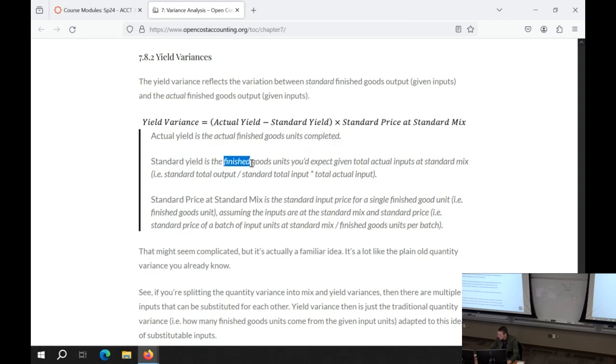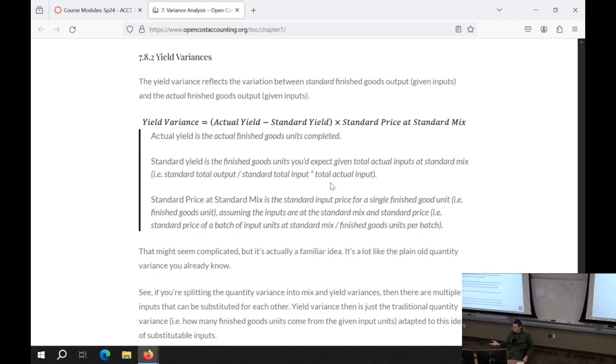Standard yield is the finished goods units you would have expected given the total actual inputs at standard mix. So you calculate that with this little equation right here: standard total output divided by standard total input times total actual input. Okay, so let me put numbers on that. Let's say, for example, we would have expected 100 pounds of trail mix inputs to yield 1,000 bags of trail mix.